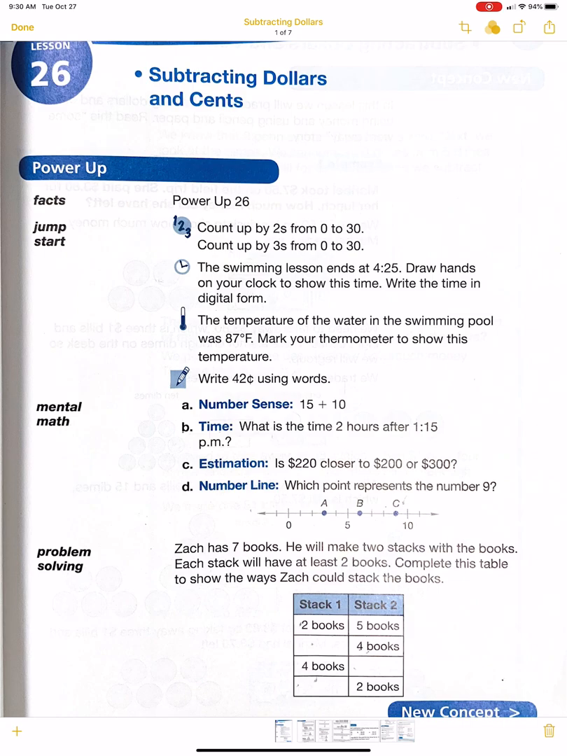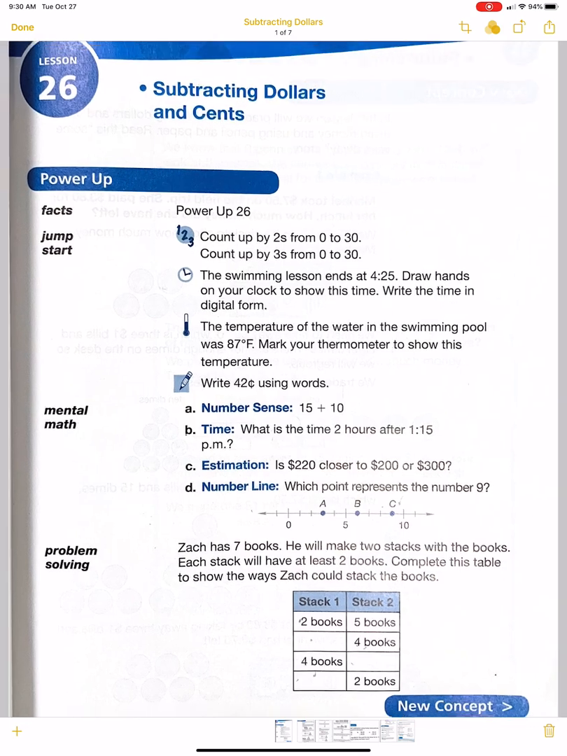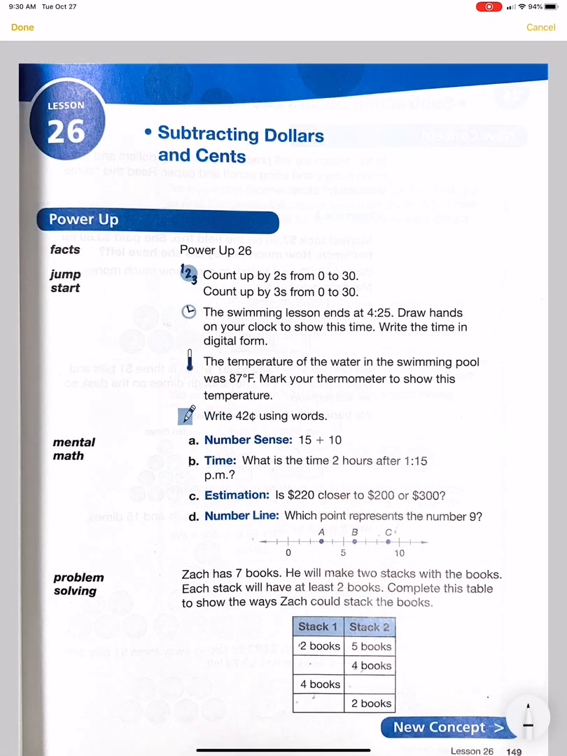Okay. All right, if you're back with me, number sense, 15 plus 10. 15 plus 10 is 25. I'm going to skip to part C. Is $220 closer to 200 or 300? It is closer to 200. 220. That 2 in the tens place causes the 2 in the hundreds place to stay the same. Okay, and that's where I'm going to stop.